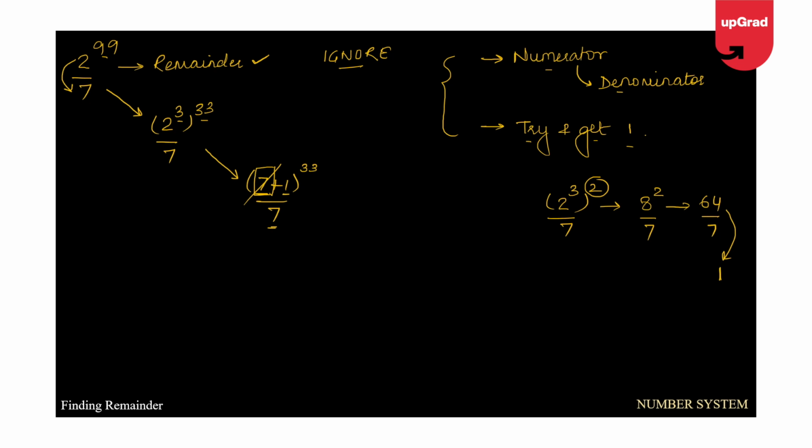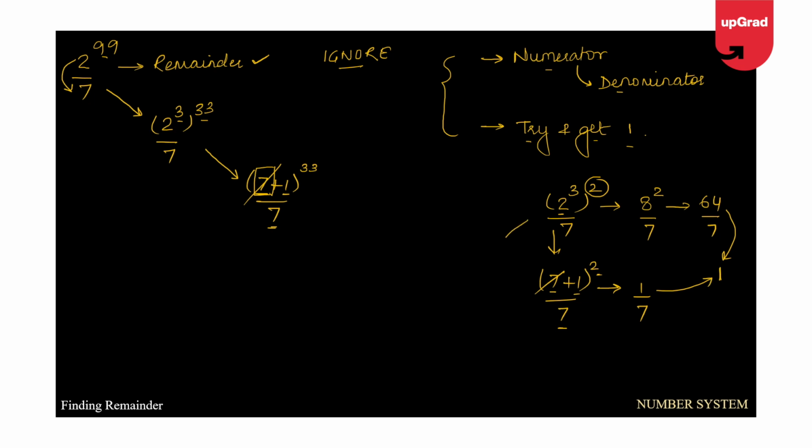Now let me do it in the other way. 2 cube can be written as 7 plus 1 to the whole power 2 by 7. As I said, there's a 7 in the denominator, 7 in the numerator. I can ignore it. What am I left with now? 1 to the power 2, which is 1 by 7. And what do I get? I get 1 as the remainder.